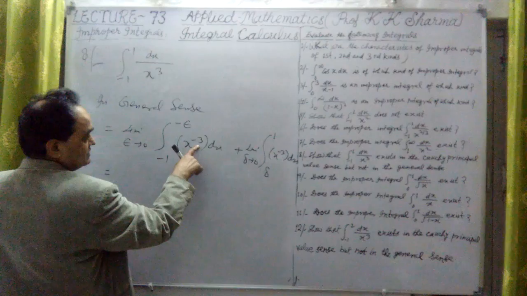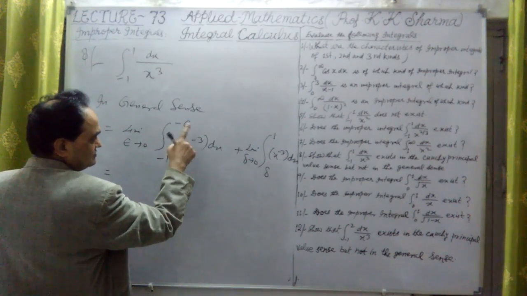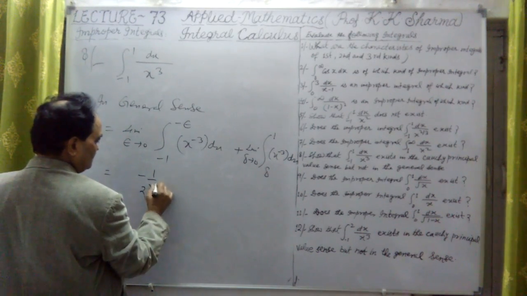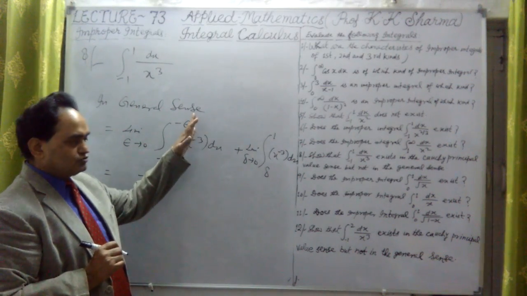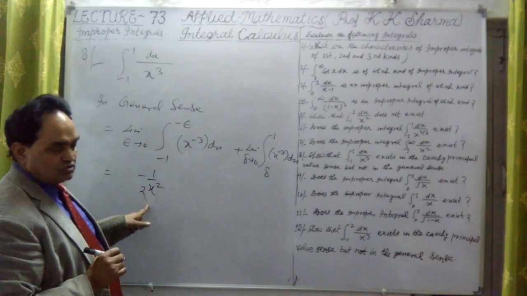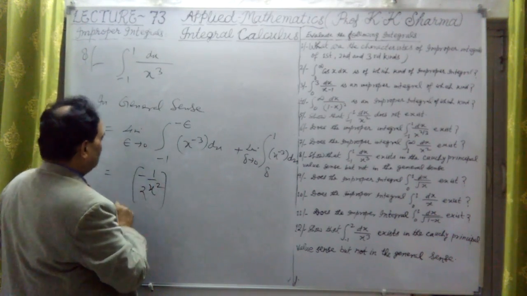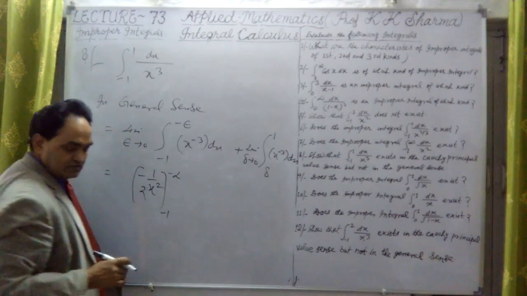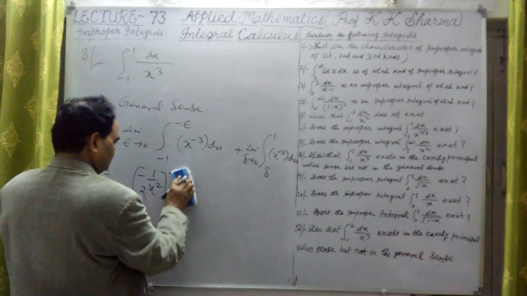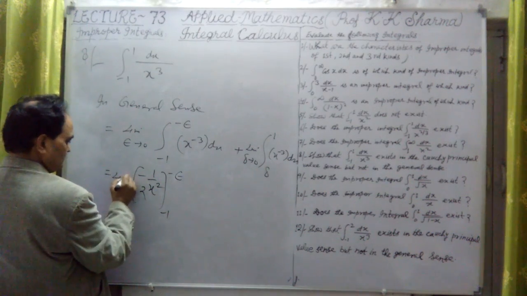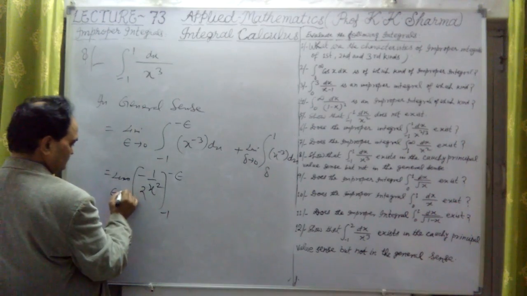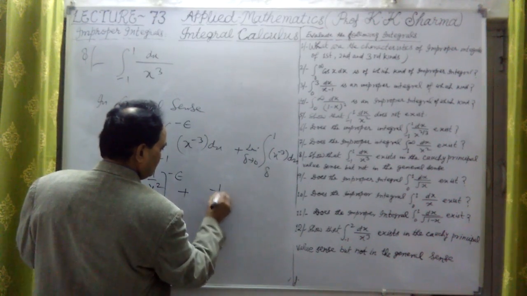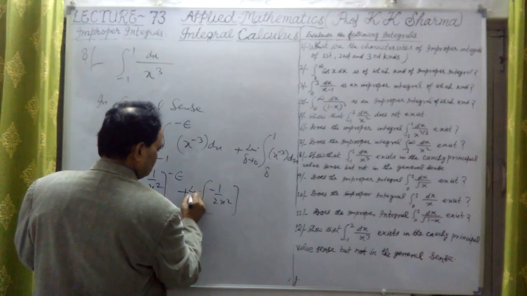The integration will give minus 3 plus 1, that means minus 2, so x raised to minus 2 upon minus 2, being minus 1 upon 2x square. Try to understand: x raised to minus 2 upon minus 2 means minus 1 upon 2 into x square in the denominator. This is evaluated from minus 1 to minus epsilon, limit epsilon tends to 0, plus again minus 1 upon 2x square from delta to 1, limit delta tends to 0.